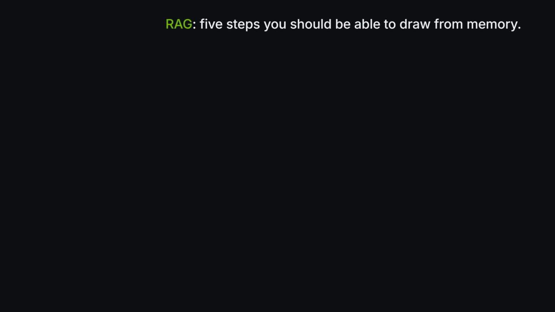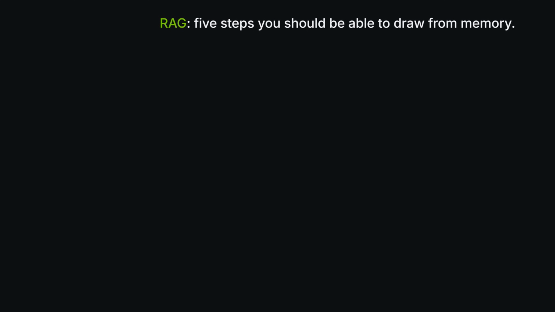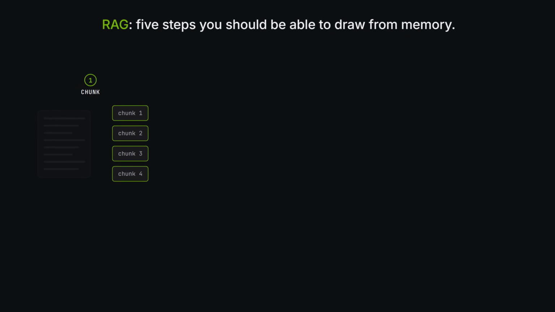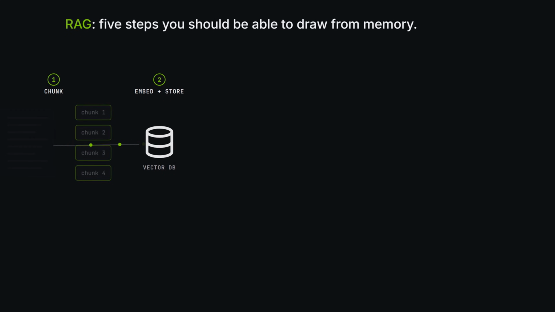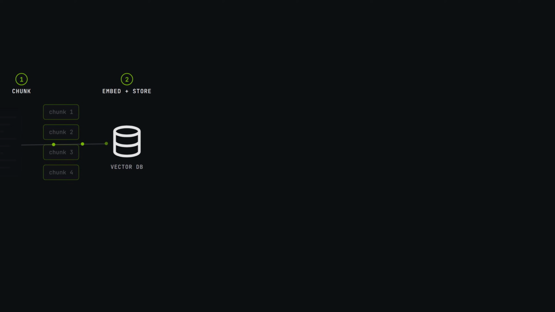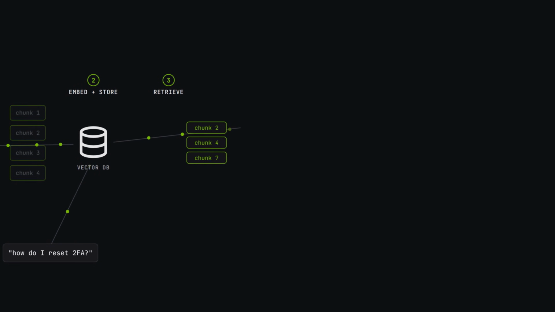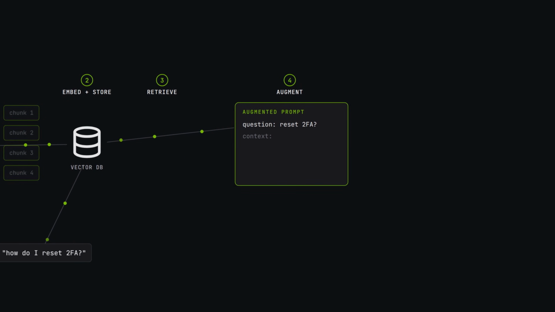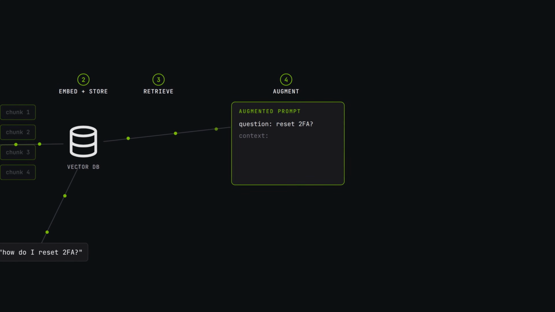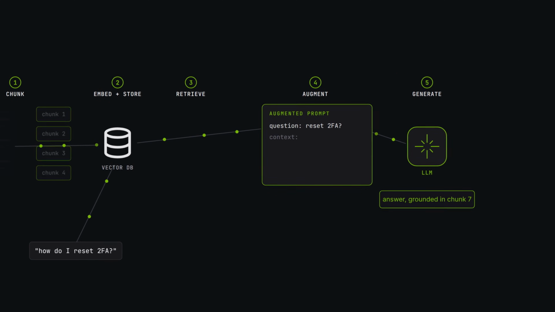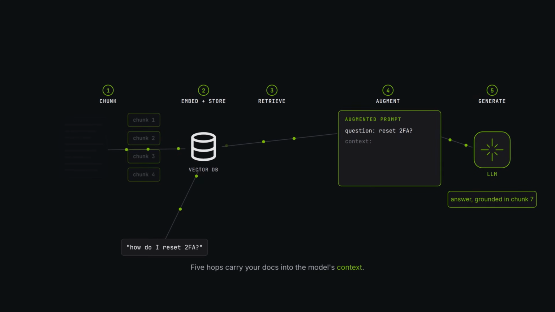That pattern is retrieval augmented generation, RAG, and it runs in 5 steps you should be able to draw from memory. First, you chunk the documents into small passages. Second, you embed each chunk into a vector and store it. Third, when a question arrives, you retrieve the closest chunks. Fourth, you augment the prompt by pasting those chunks in as context. Fifth, the model generates its answer, grounded in that retrieved text.